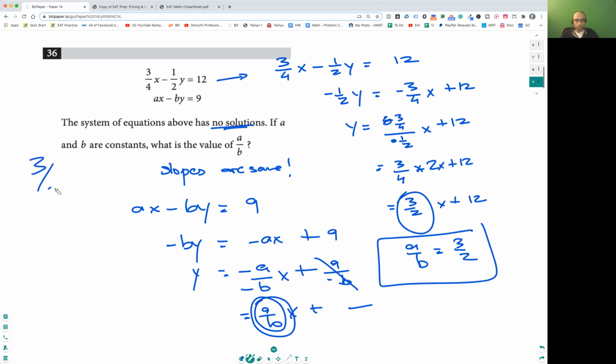And that's why the answer is 3 over 2, or you can write it as a decimal, but I think fractions are easier to write. Okay, so that's a gradient. So yeah, 3 over 2 is the answer. Okay, remember what we did.